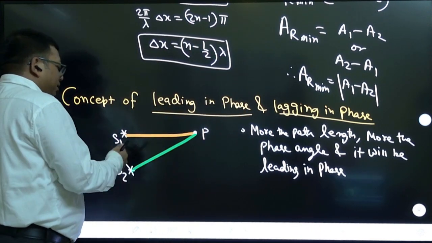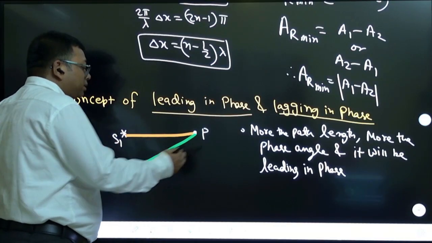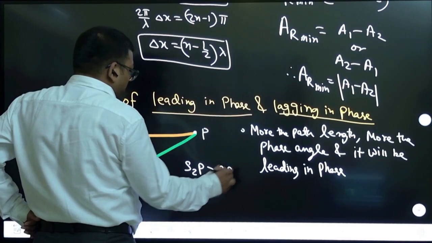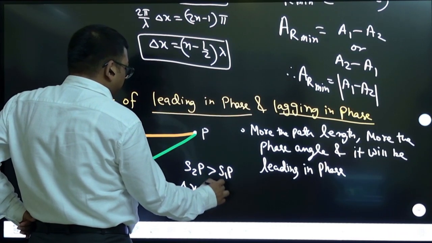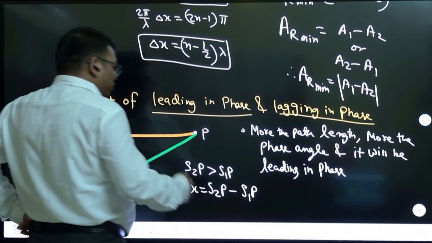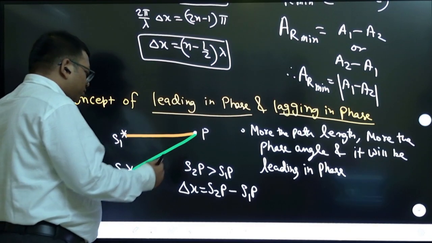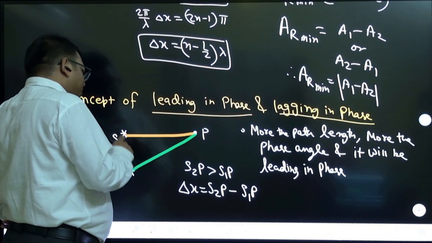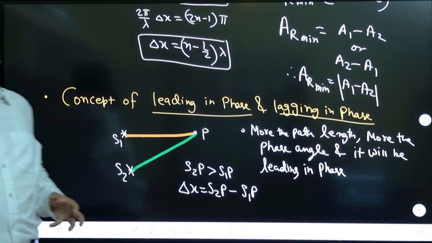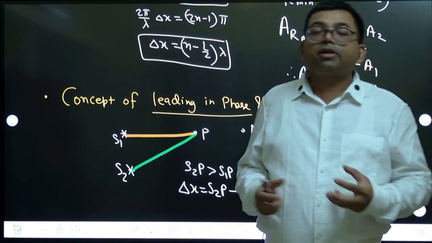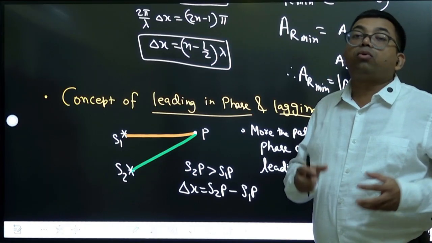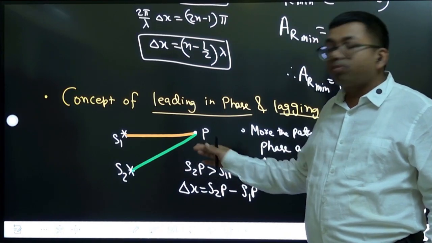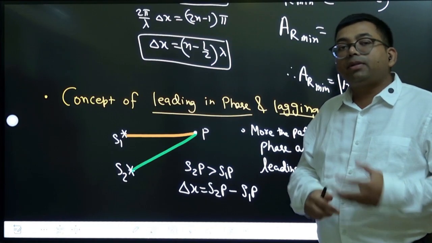Suppose I am taking S2P and S1P. S2P distance is larger. From your diagram also you can see S2P distance is definitely larger than S1P. When you calculate path difference, it is always bigger minus smaller. So S2P is larger, right? Waves are reaching point P from both sources, and the wave traveling more path will be leading.